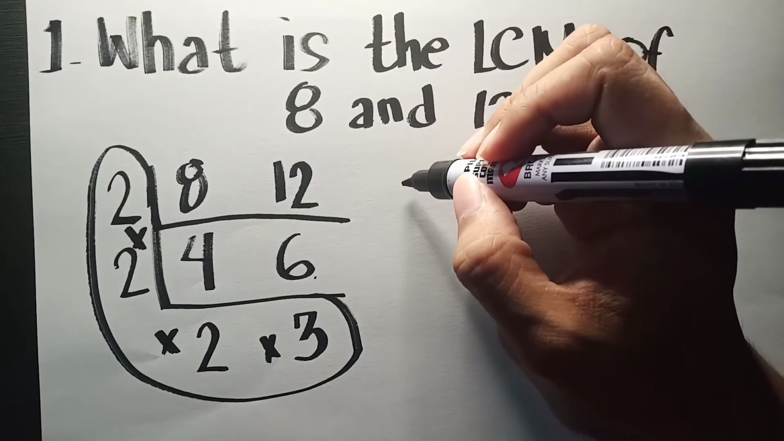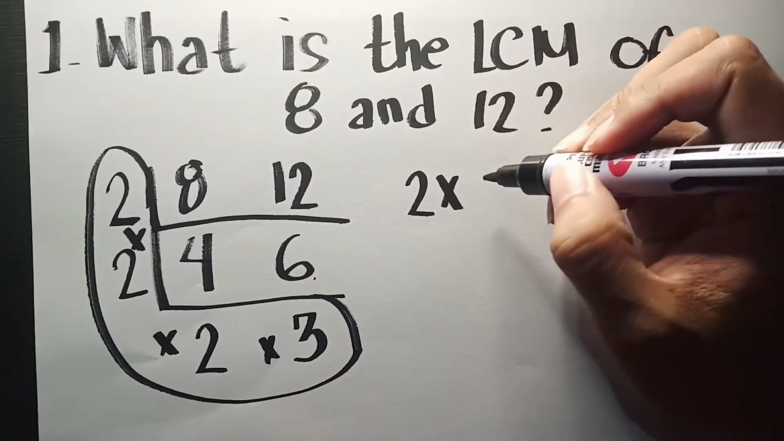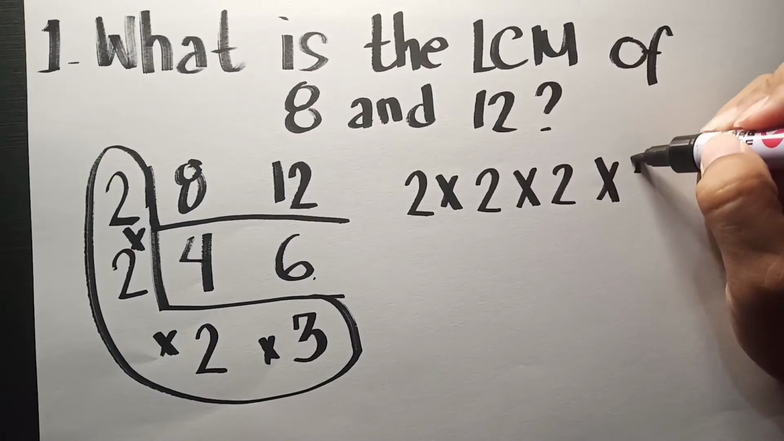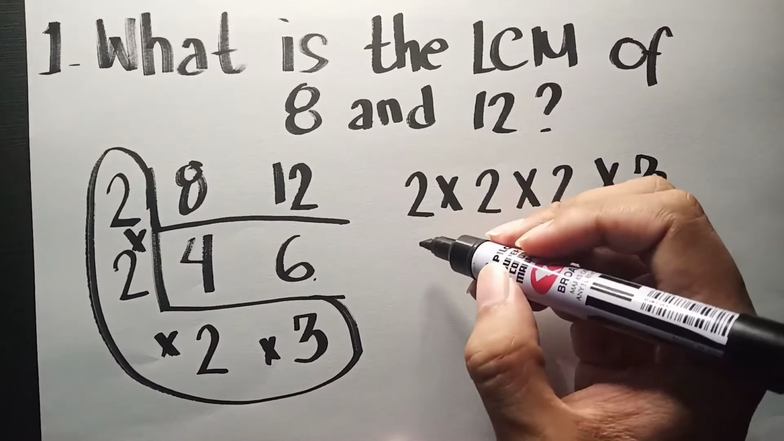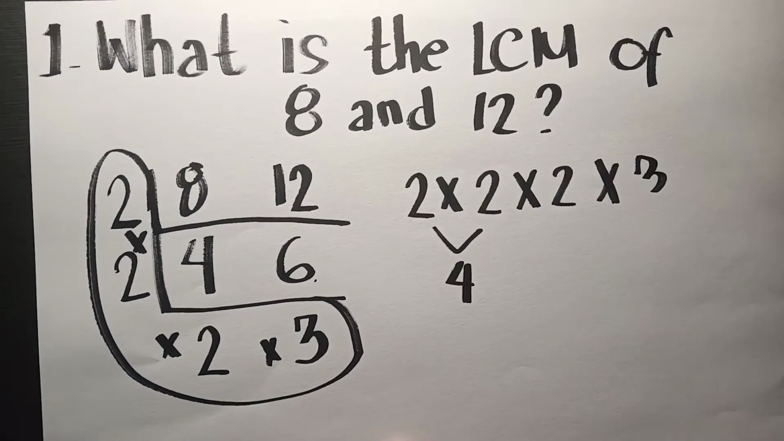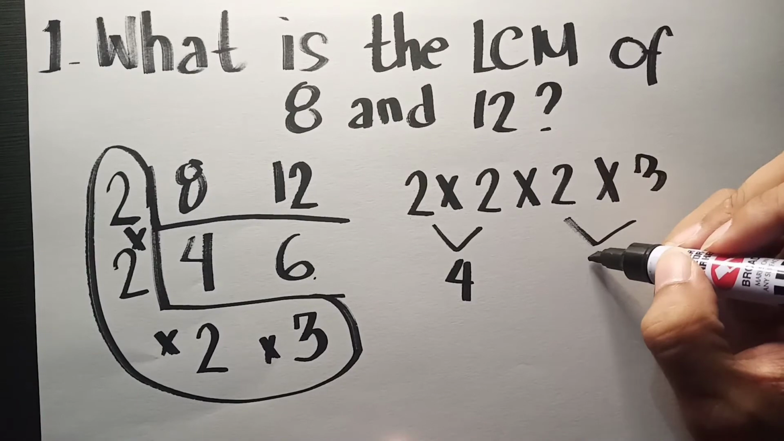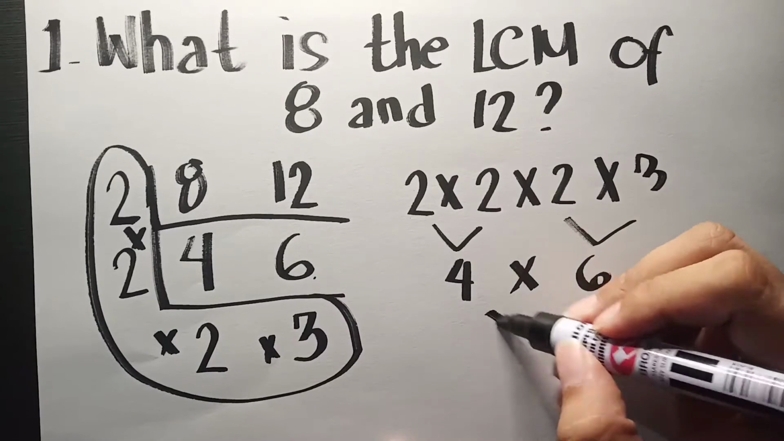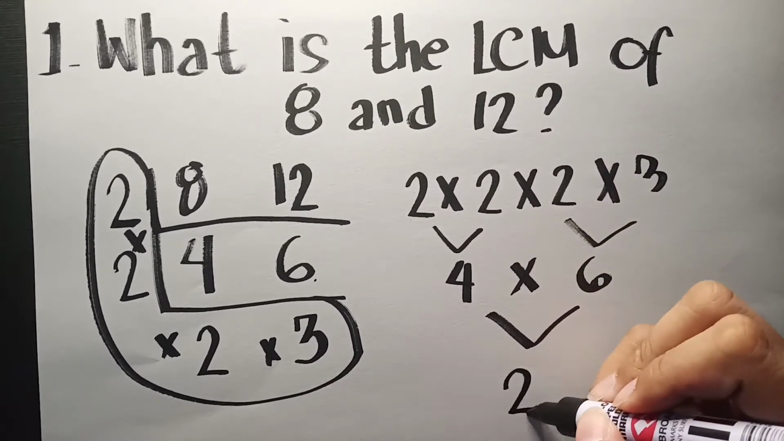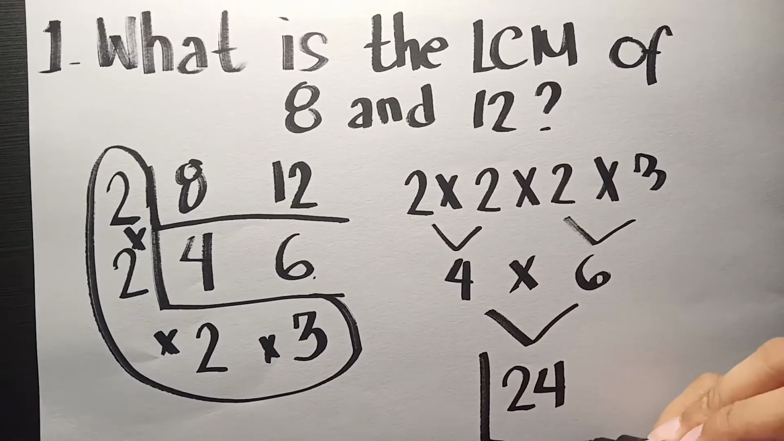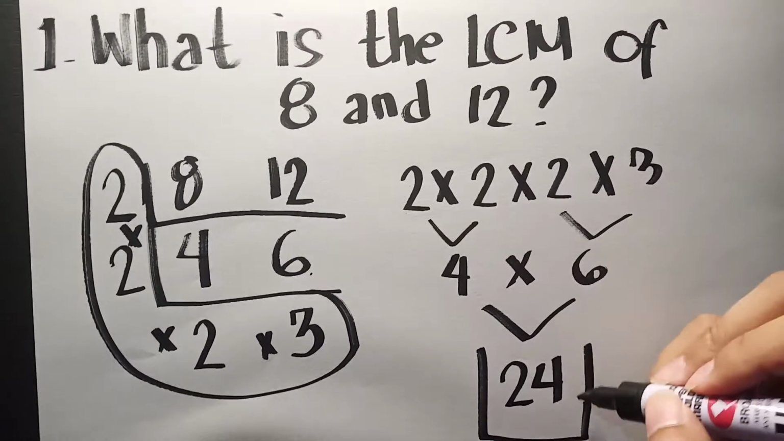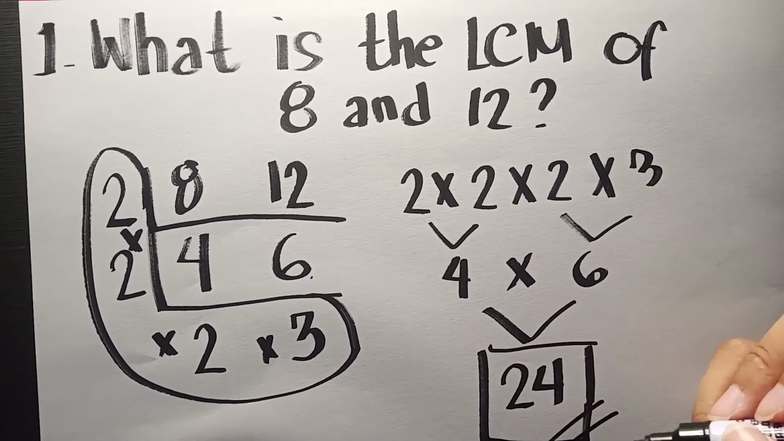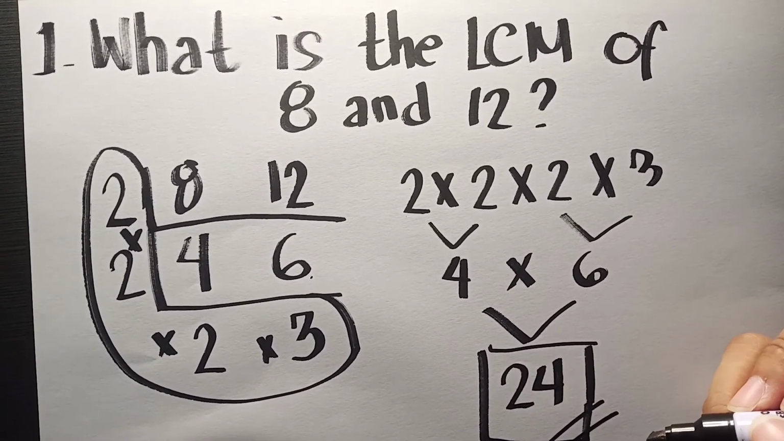Okay, let's write it here. So that is 2 times 2 times 2 times 3. So we multiply it. 2 times 2 is 4. Then 2 times 3 is 6. And then we multiply again. 4 times 6 is equal now to 24. So 24 here is our least common multiple of 8 and 12.